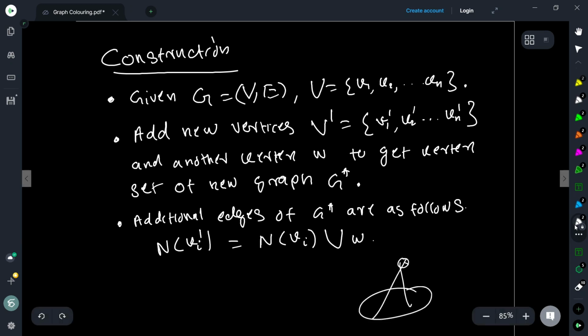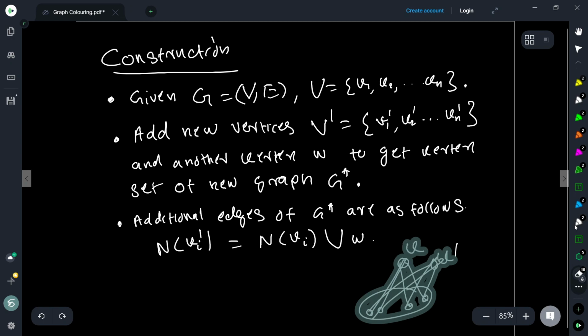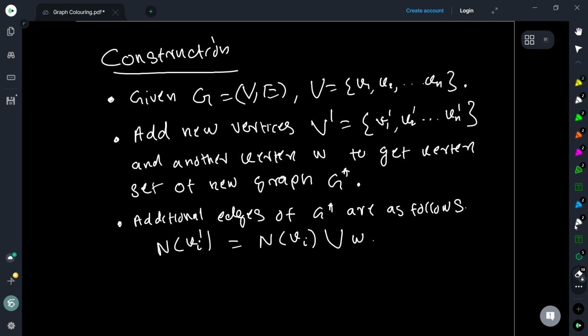So basically, if you have a vertex V and it has these neighbors, then I am going to introduce V dash as a new vertex, whose neighbors are precisely these neighbors of V. I'm basically duplicating the vertex V to V dash. This I do for every vertex. I get V1 dash, V2 dash, etc., Vn dash. And then I make a vertex W which is adjacent to all of the new vertices. So here is a picture.